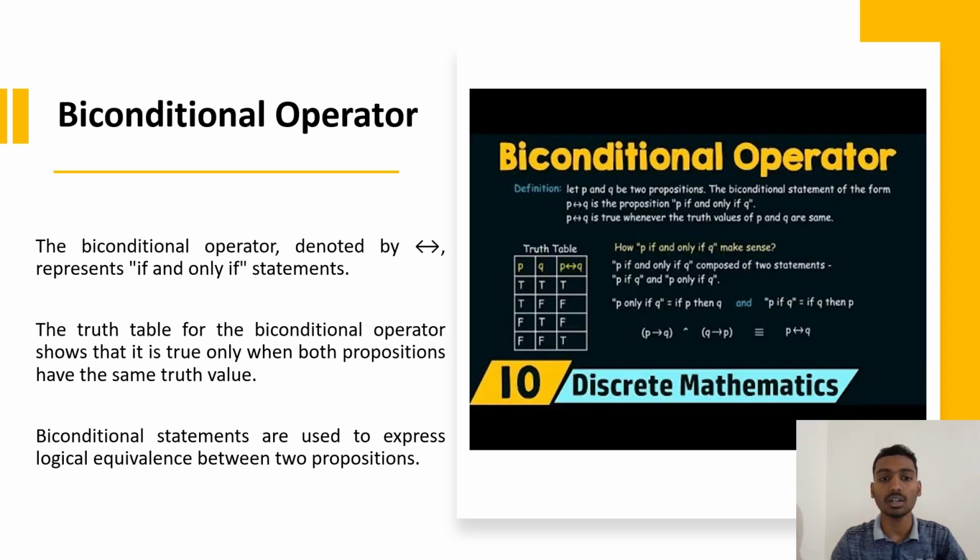Biconditional operator. The biconditional operator, denoted by the double arrow, represents an if and only if statement. The truth table of the biconditional operator shows that it is true only when both propositions have the same truth values. Biconditional statements are used to express logical equivalence between two propositions. This says that both propositions, P and Q, should have the same value: either both true or both false.